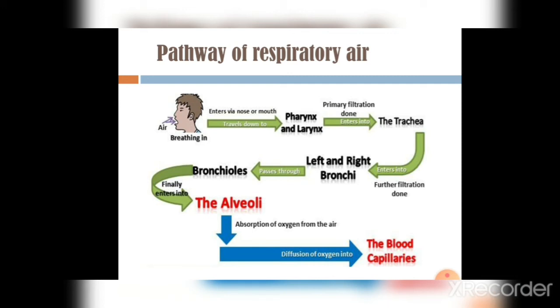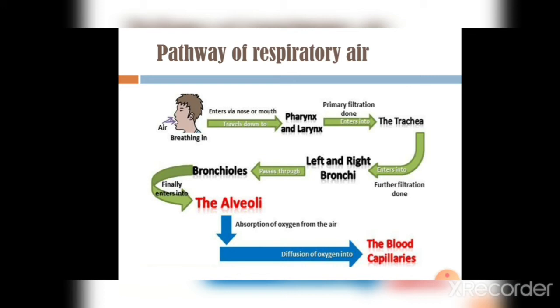And from there, it enters the trachea, also known as the windpipe. From the trachea, it again enters two branches that are the bronchi. There are left and right bronchi. The singular term is bronchus. So from each bronchus, it passes to its finer branches that are bronchioles. Each lung has a lot of bronchioles, and from those bronchioles, the air enters the alveoli.